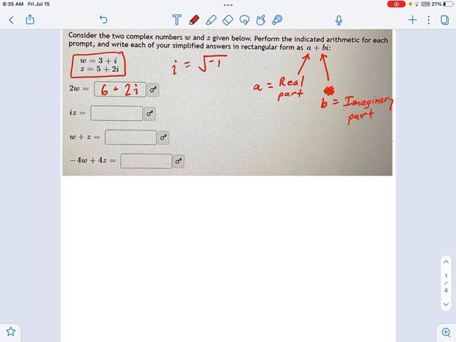Sometimes, like a number like 7, 7 has no imaginary part. It's just a real number. But we would say b equals 0 and a equals 7 for the complex number 7. So you can think about these numbers that way.